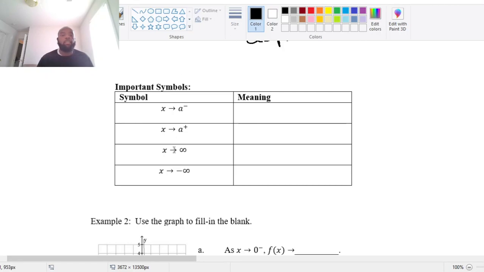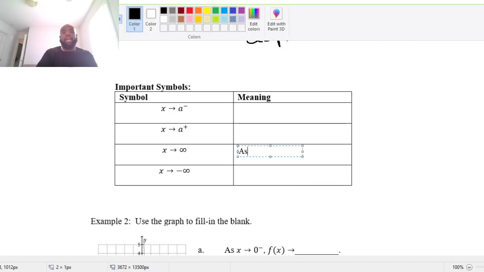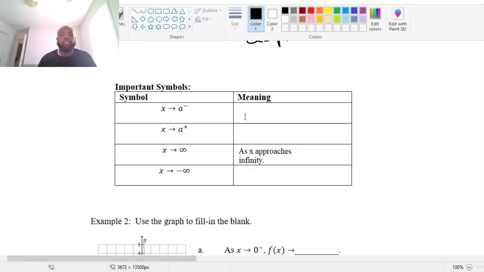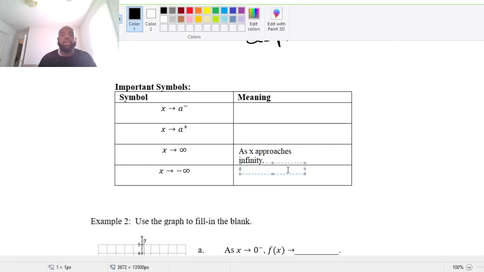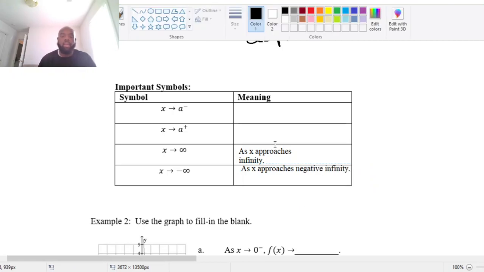For instance, these bottom two symbols here: this is as x approaches infinity, and this one here is as x approaches negative infinity, right? But we haven't seen these two symbols here. And remember, these bottom two were related to the end behavior of our function.